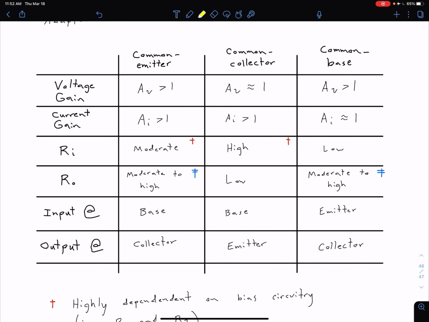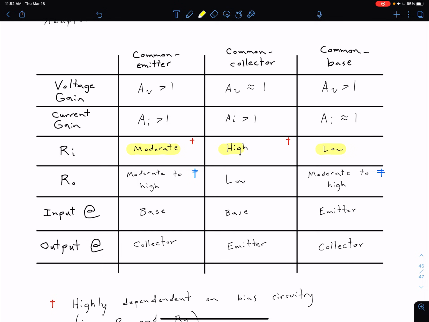Now, our input and output resistances are very important when we consider our loading effects and what type of input signal and what type of output signal we have. For instance, is it going to be a voltage or a current? For our common emitter, we said we had moderate input resistance. Common collector, we have high. And for our common base, we have low.